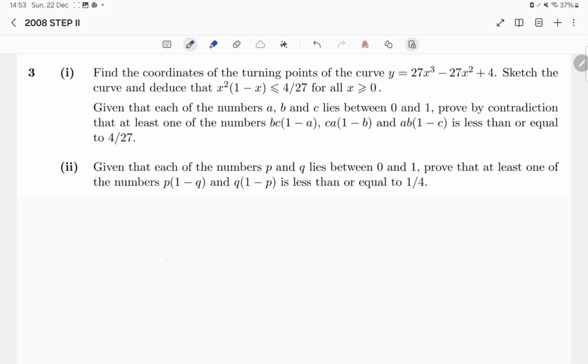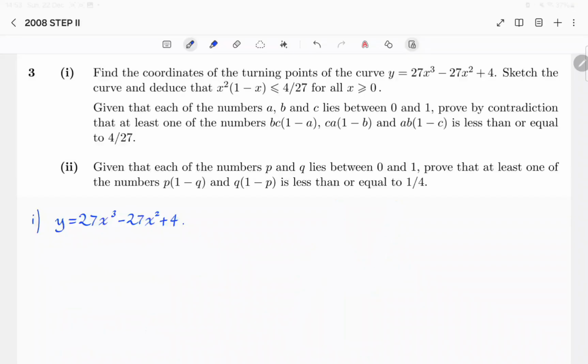Pause the video to have a think, and once you're ready, restart to see if you were correct. So, let's get started with part 1.